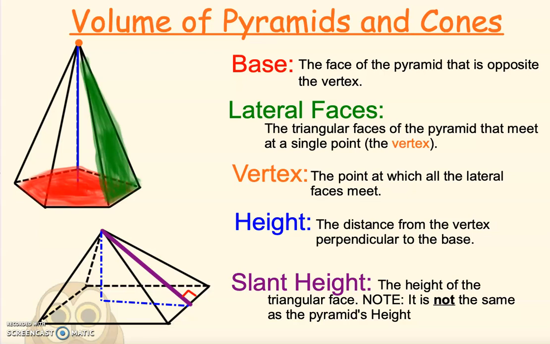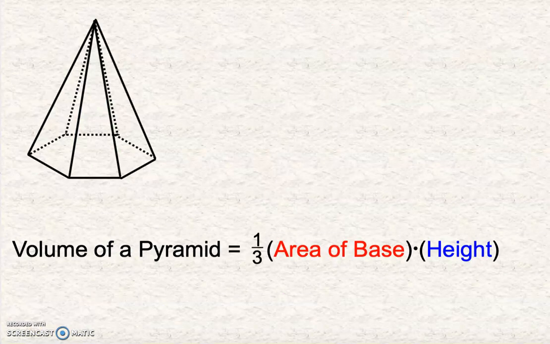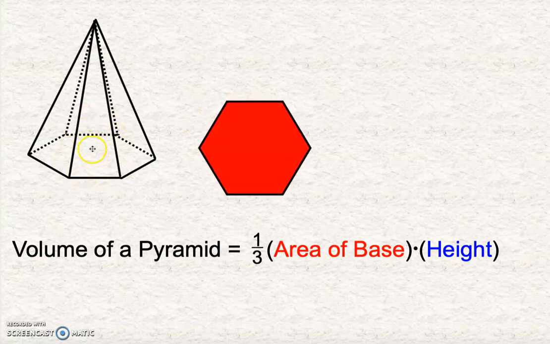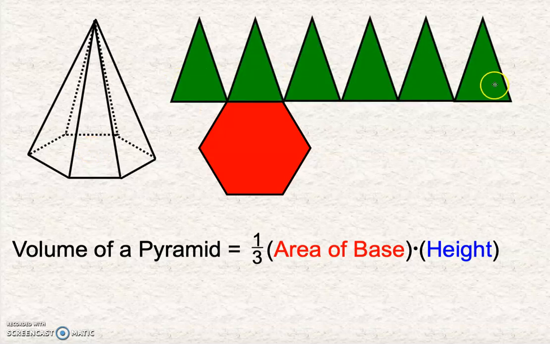So let's make sure we understand exactly what we're dealing with here with pyramids. So imagine in a pyramid, and if you look at this pyramid, it has 1, 2, 3, 4, 5, 6 lateral faces. The base is a hexagon, so we call this a hexagonal pyramid. And if we flattened this pyramid out, if we just broke it down all the sides and we flattened it out, you'd see we'd have this red hexagonal base, and we'd have 6 triangular faces, all of them being congruent. Now, again, I want to make a distinction. The height of the triangle right here is the slant height of the pyramid.